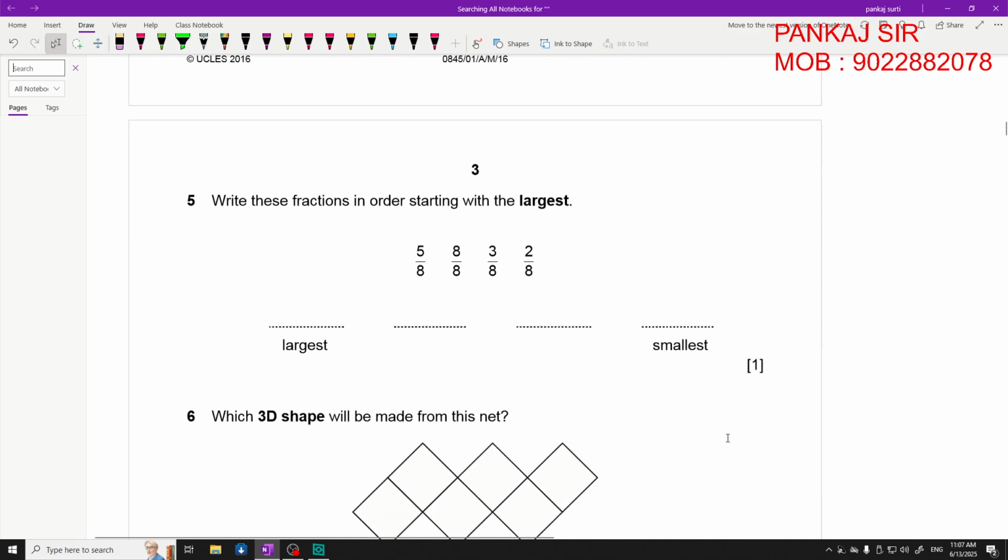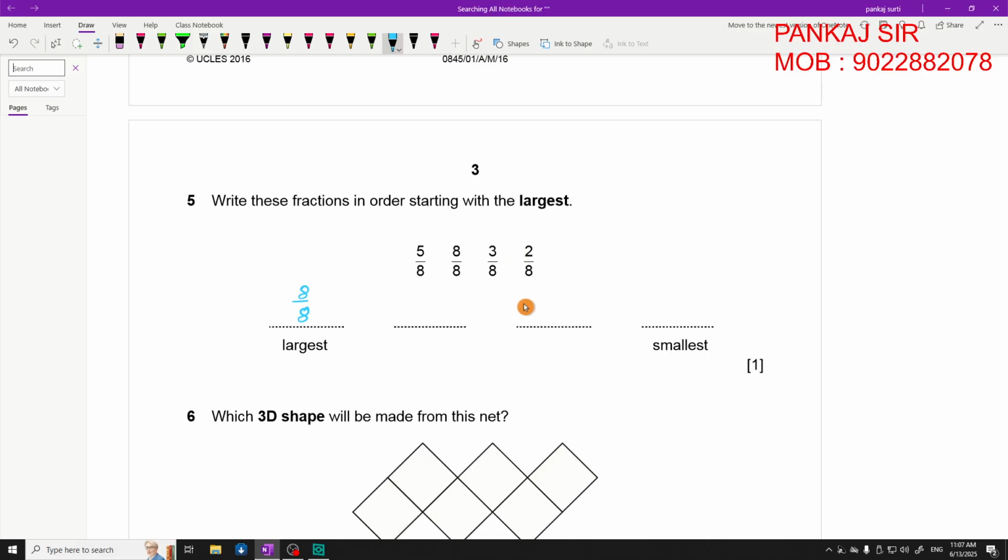Now, question number 5. Write these fractions in order starting with the largest. Now, this 5 upon 8 is a proper fraction, so its value will be less than 1. 3 upon 8 is also a proper fraction, so its value will also be less than 1. 2 by 8 is also a proper fraction, so its value will also be less than 1. And 8 upon 8 is 1, so its value will be exactly 1. So the largest fraction will be 8 upon 8 because its value is 1. Fine, so I'm going to write the largest one.